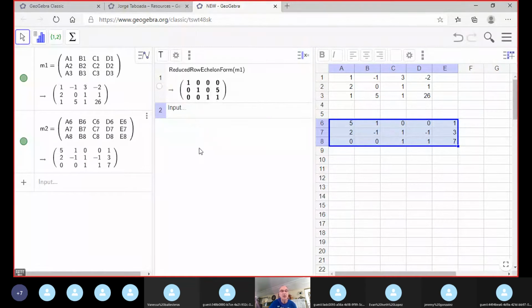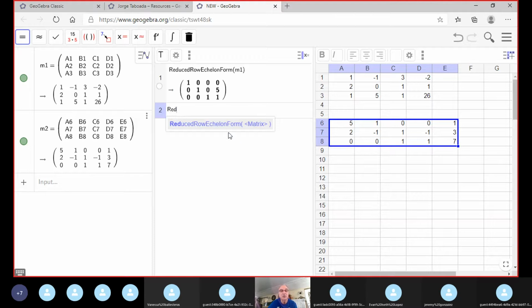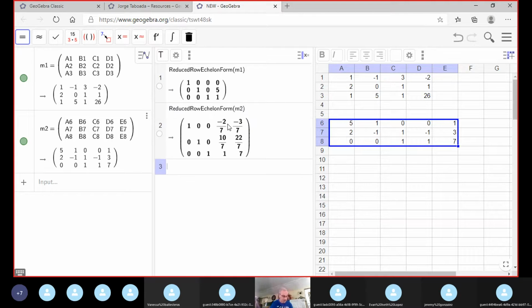Okay, M2. Again, the same procedure. Reduce the row echelon of the matrix M2. Press enter. Boom. Wow! Okay, this is the answer. I need to copy it in the whiteboard and interpret this. Let me try.